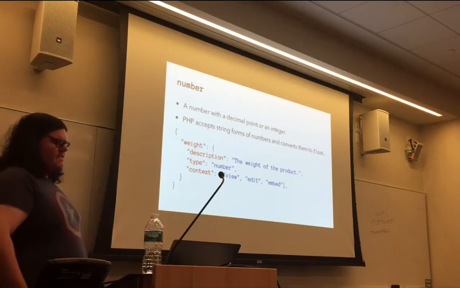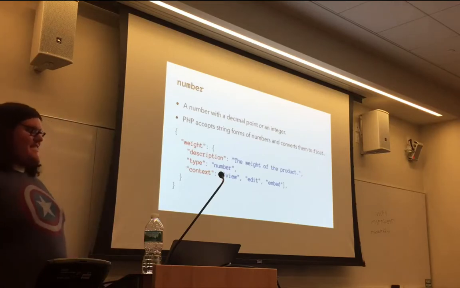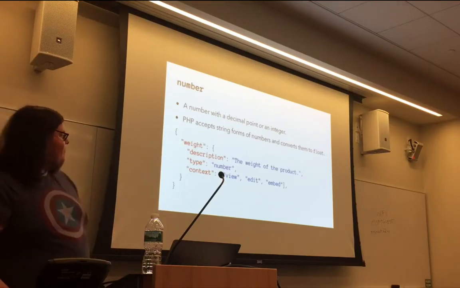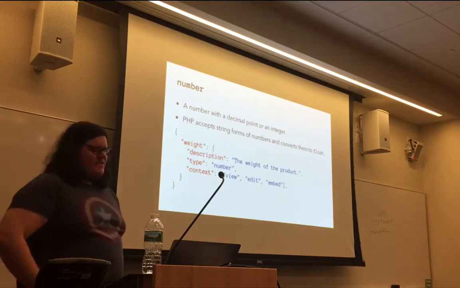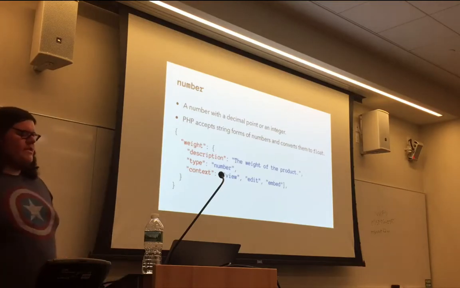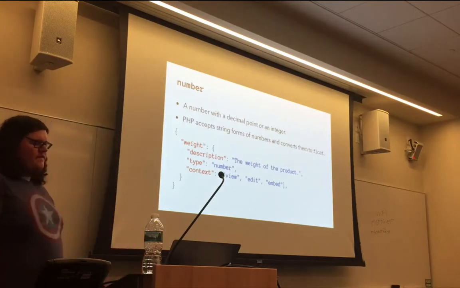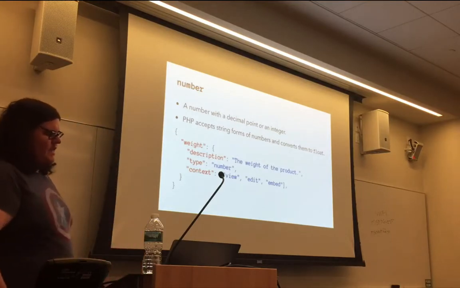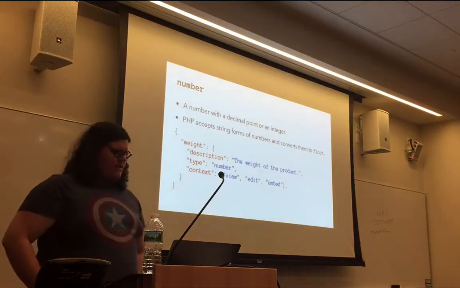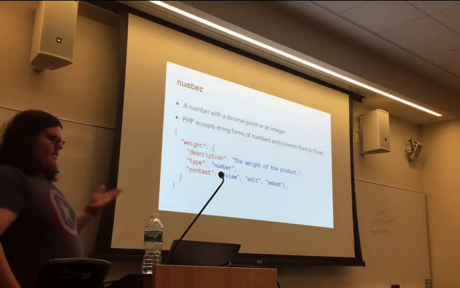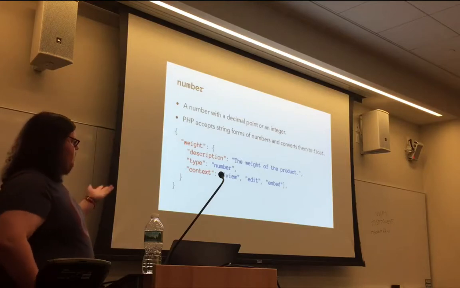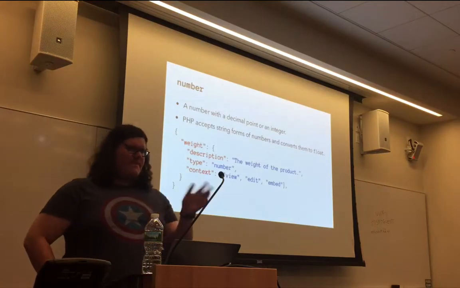A number is a number that has a decimal point, or it can be an integer. So this means that you could accept 1.1, 1.0, as well as just 1. For example, this can be used to describe the weight of a product or a latitude and longitudinal position. And again, because PHP only accepts strings, it will auto-convert it to float if it's float-ish.